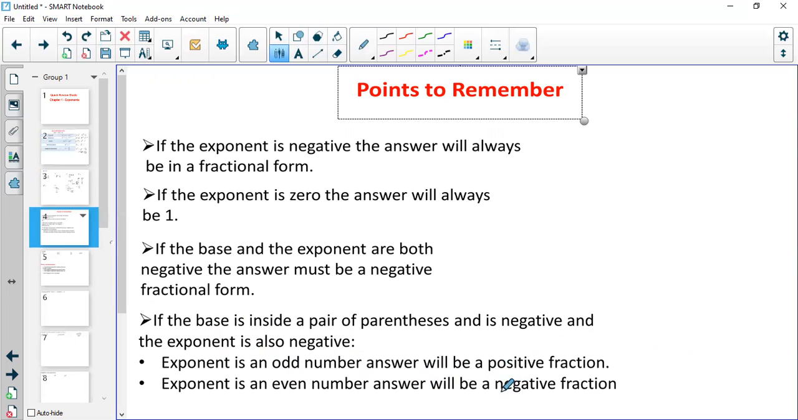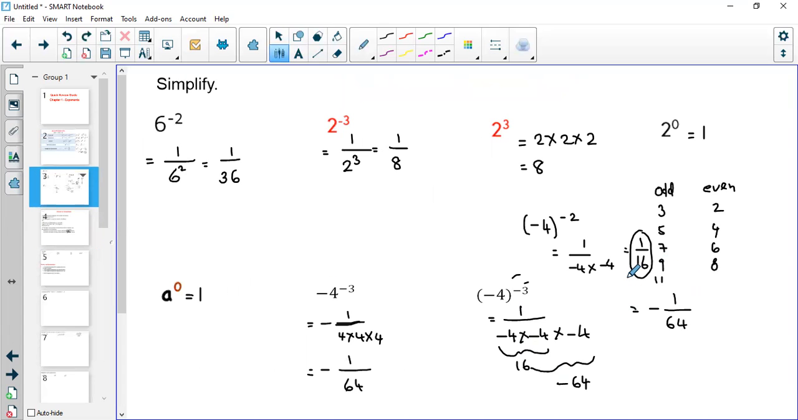the answer is going to be, in fact, this should be changed. This has to be positive and this has to be negative. Okay, so sorry for that mistake. So if the exponent is an odd number, the answer will always be in a negative fraction. If the exponent is an even number, the answer will always be in a positive fraction. Just now I showed you how that differs if the exponent is odd or even and the base inside the parentheses is also negative.